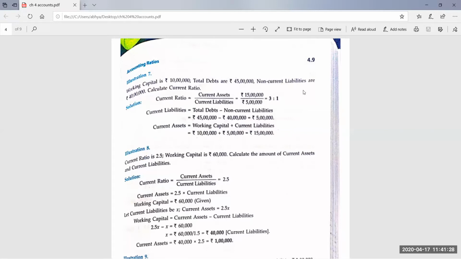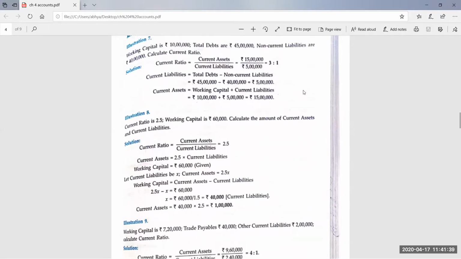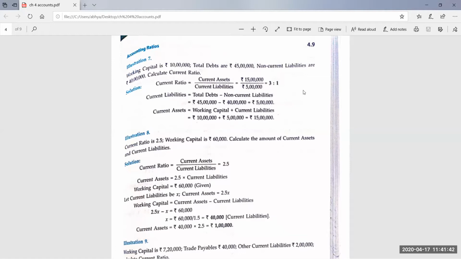So current ratio is 2.5, working capital is 60. So current ratio, current assets is 2.5 into current liability. You can do it in this manner: take the value of current liability as X. Okay, current liability X, current assets 2.5x, working capital we all know, current assets minus current liability. So the value of current assets here is 2.5x and the current liability X, which is equal to 60,000. Now find out the value of X, which is equal to 40,000. So if X is 40,000, then 2.5x will be 1 lakh.